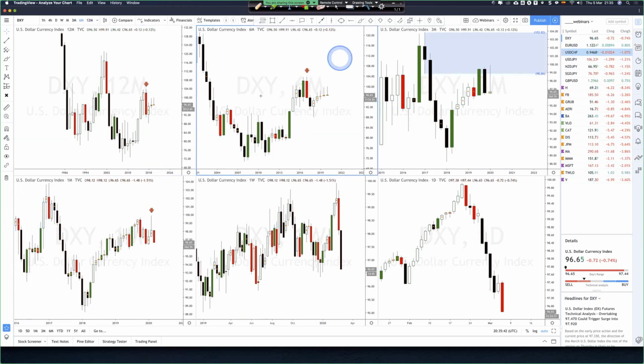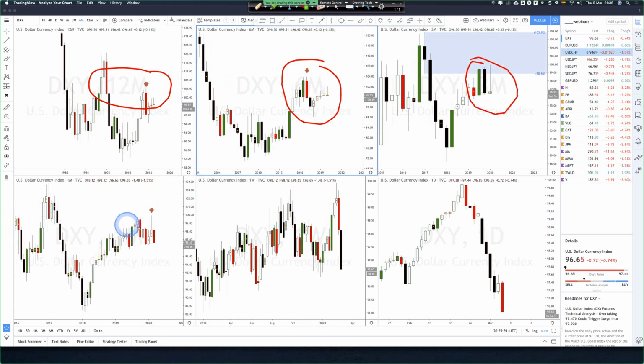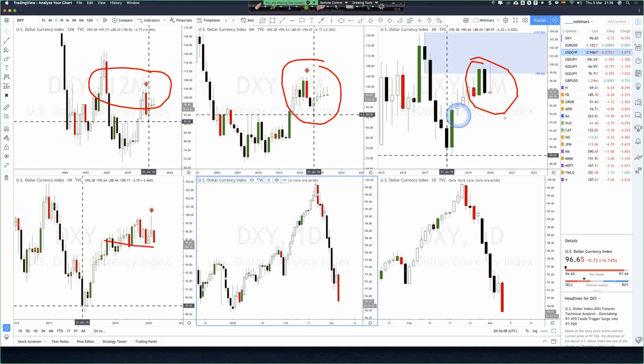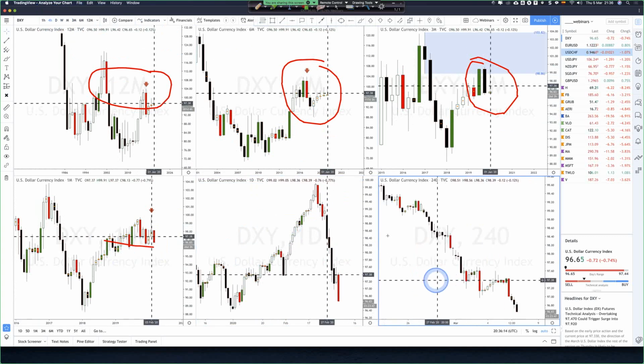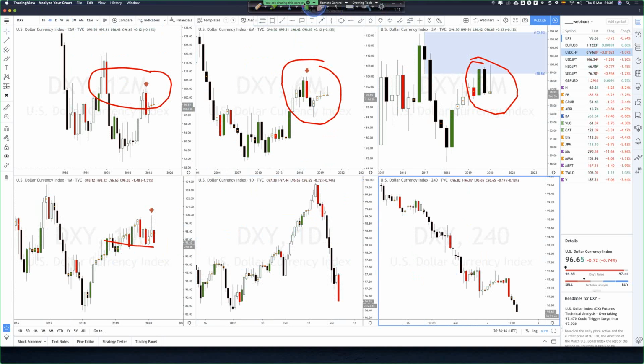Okay, good. So here, as you can see, I have changed the template layout a little bit. We are seeing on the upper left side the 12-month chart, which is very important, as you will see at the end of this webinar. The 6-month chart, the monthly, and then on the bottom left we've got the weekly, the daily, and 4-hour. So we've got all the sequences over there.